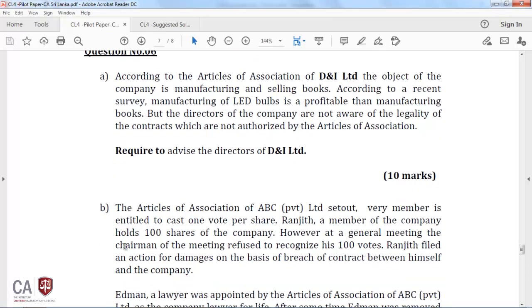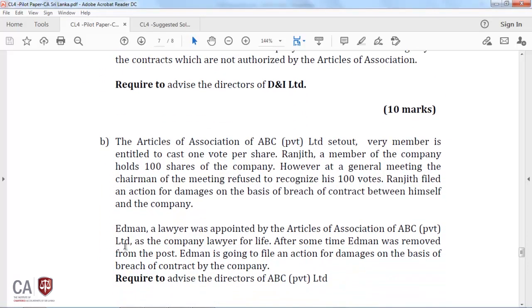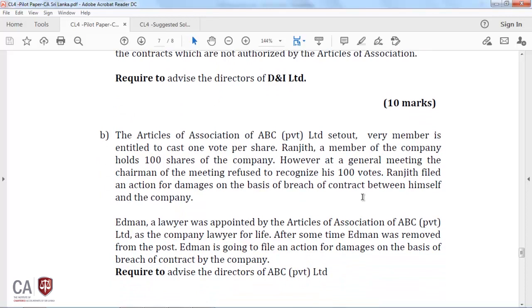The next question is: articles of ABC Private Limited set out every member is entitled to cast 1 vote per share. Ranjit, a member of the company, holds 100 shares of the company. However, at a general meeting, the chairman of the meeting refused to recognize his 100 votes. Ranjit filed an action for damages on the basis of breach of contract between himself and the company. Edmund, a lawyer, was appointed by the Articles of Association of ABC Private Limited as the company lawyer for life.